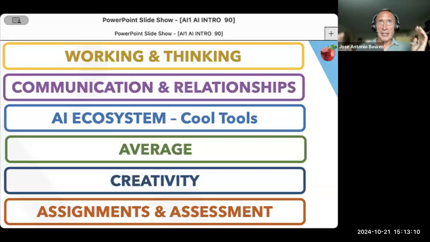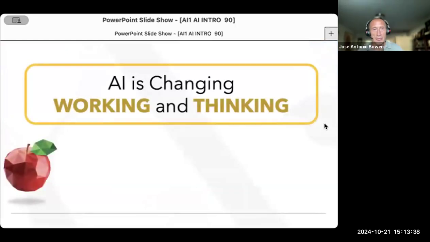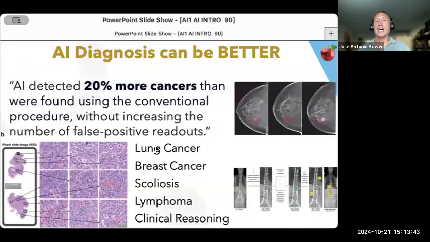AI should make our teaching better in the same way that COVID made our teaching better, hopefully. COVID was a pain in the butt. But at the end of the day, we did learn some things. We did change some things. And so maybe AI could work some of the same way. So that's the plan. The chat is available. When you have questions, you can raise your hand and someone will unmute you. I've got lots of examples and some things for you to play with in a couple of minutes. Let's start with how AI is changing working and thinking, and then we'll experiment a little bit ourselves.